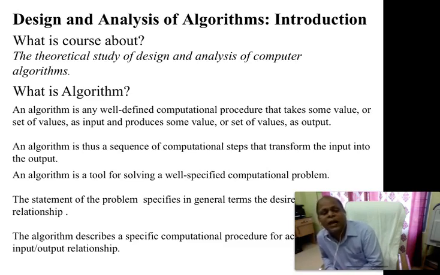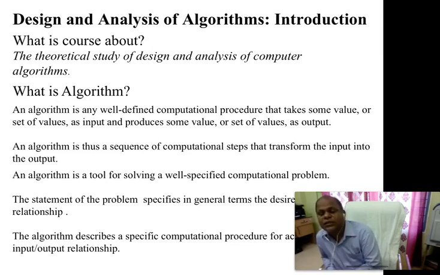Hence, algorithm is a well-defined computational procedure that takes some value or set of values as input and produces some value or set of values as output. Hence, the algorithm describes a specific computational procedure for accomplishing the input-output relationship.